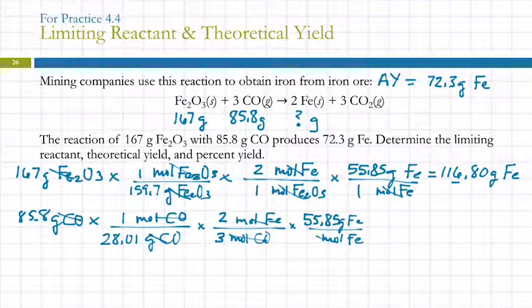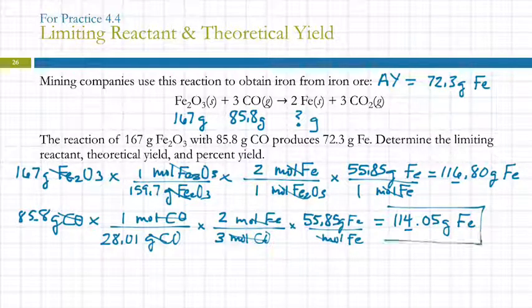1 mole to 28 grams. And this is giving me 114.05 grams of iron. What's my theoretical yield? 114. Yep, this is my theoretical yield right here. Theoretical yield equals 114 grams.